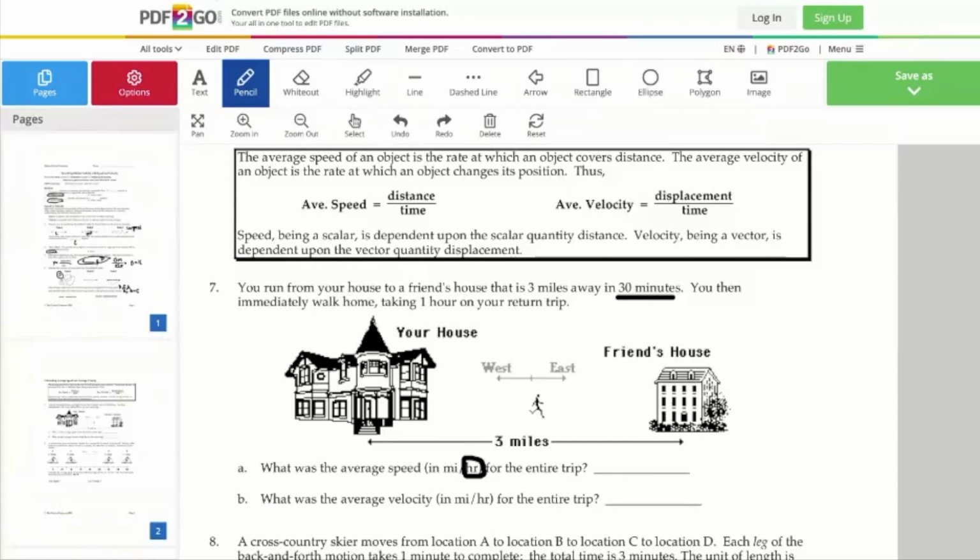Remember, it's in miles per hour, and this is given in 30 minutes. Well, this is given. And then displacement is different. Velocity is dependent on displacement.